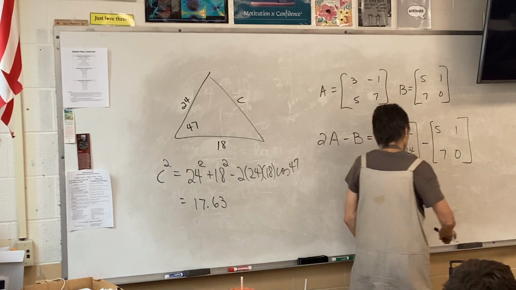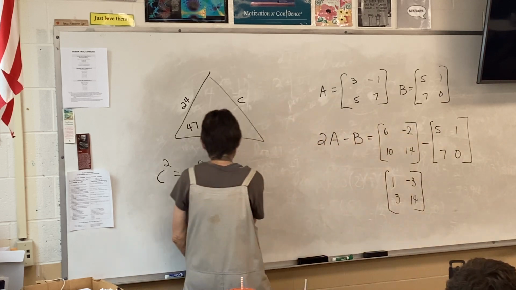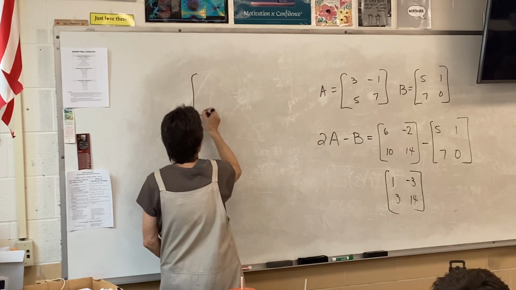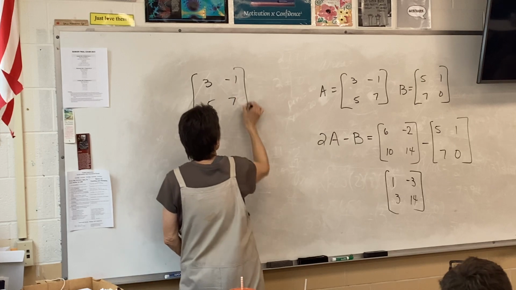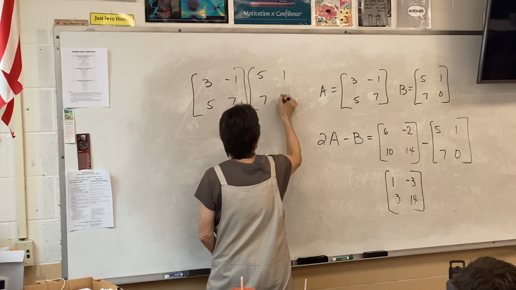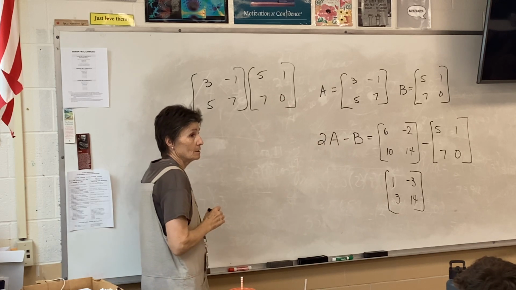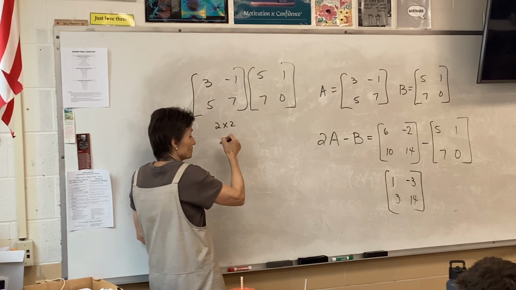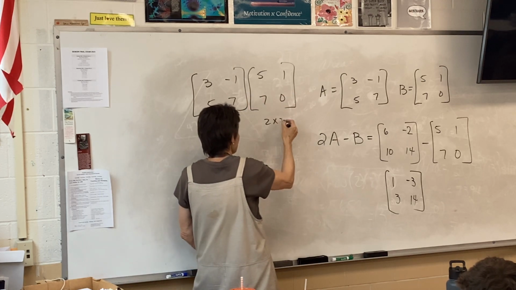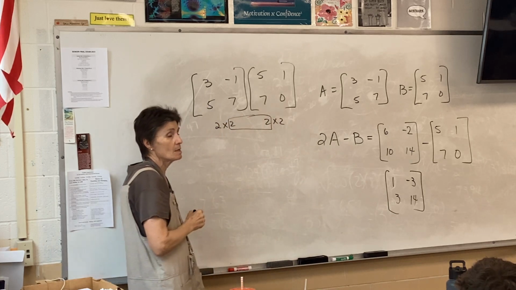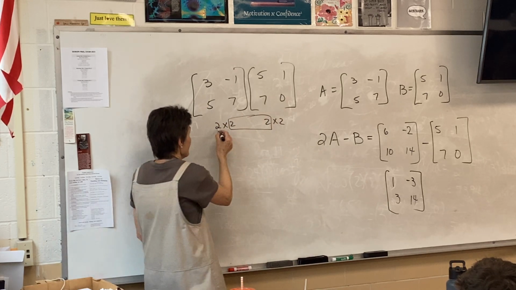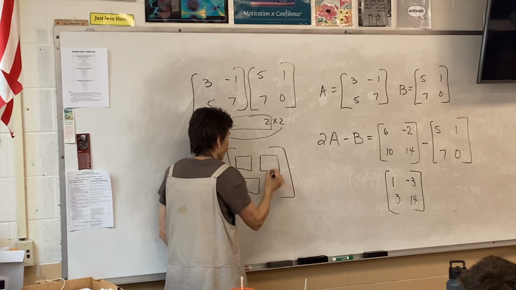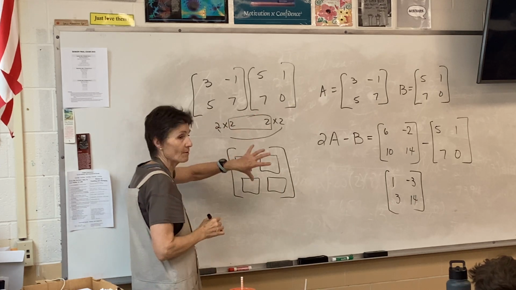Now we also need to be able to multiply these two matrices together. So we need to multiply 3, negative 1, 5, and 7 times 5, 1, 7, 0. So the dimensions of this one, 2 by 2, 2 rows, 2 columns here. These match. Remember, that's the rule for multiplication. The answer is going to be another 2 by 2. So basically, you are looking for these 4 numbers. You're going to multiply these together and get those 4 numbers.